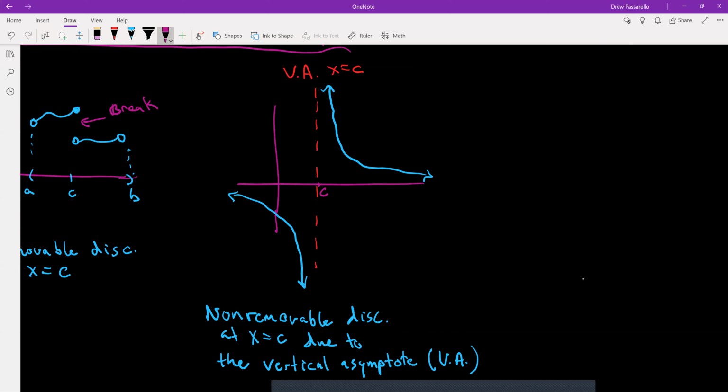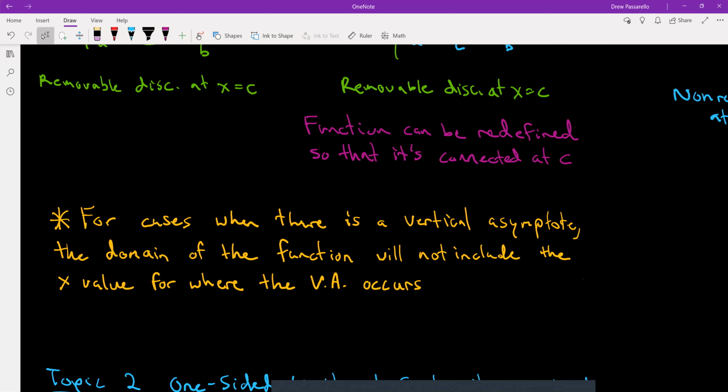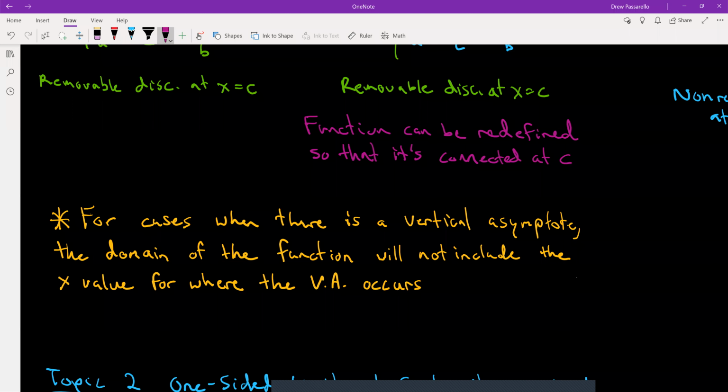And you'll see in the next video, where we talk about domain and examples of finding domain, whenever there's a vertical asymptote, the domain of the function will not include the x value where the vertical asymptote occurs. Some of the examples might ask what's the domain of the function, and we will never include the x value at which the vertical asymptote occurs as part of the domain.